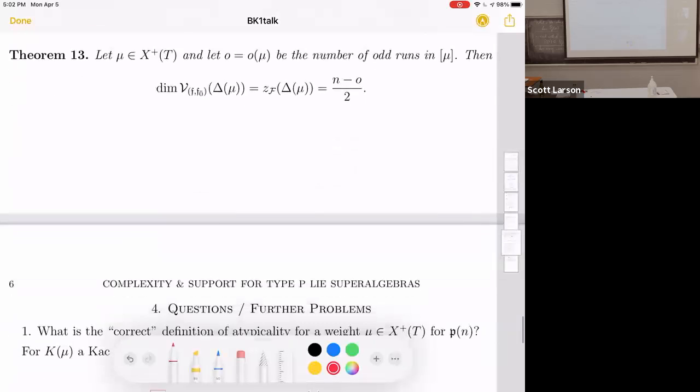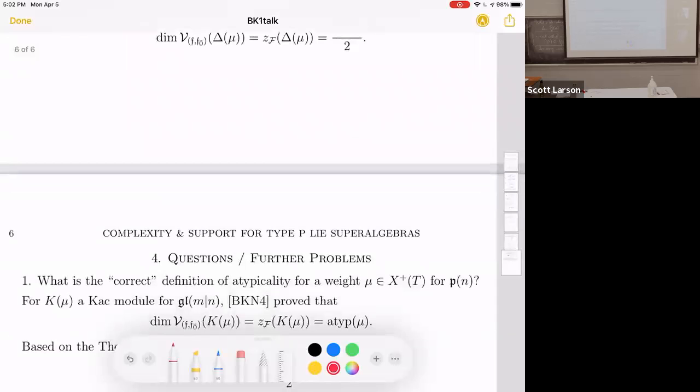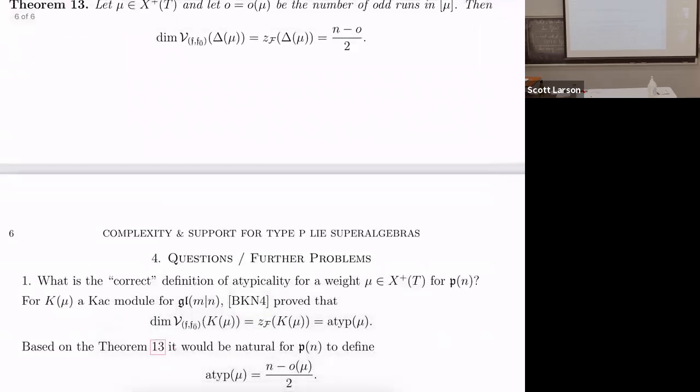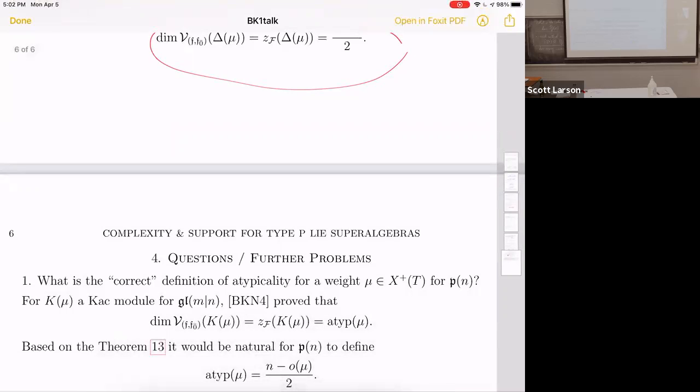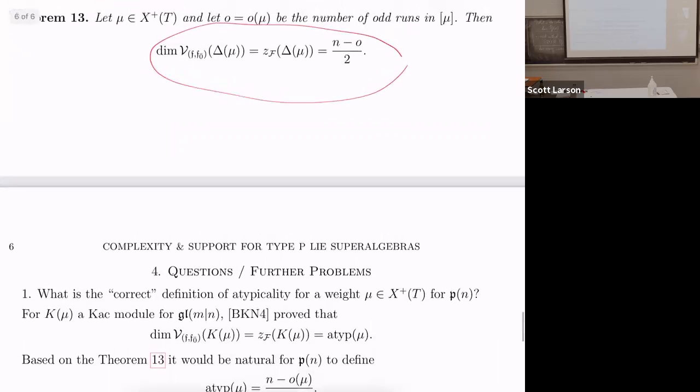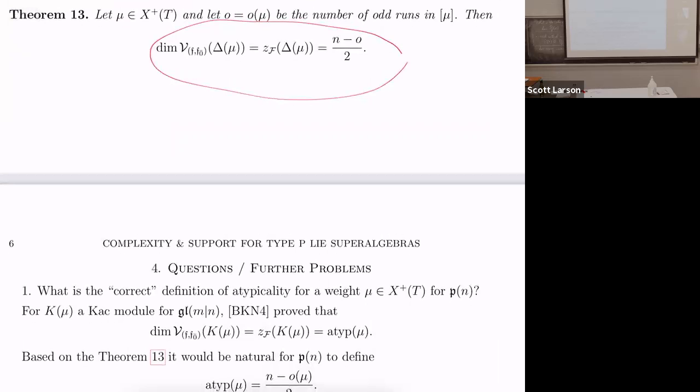So I just want to end by saying some things about questions. What is the correct definition of atypicality of a weight for P of n? In the BKN4 paper, we proved that the dimension of the F support variety and the Z complexity of a Katz module is equal to the atypicality of the weight. So comparing that to this formula here, we are proposing that the atypicality of the weight mu is n minus o over 2.